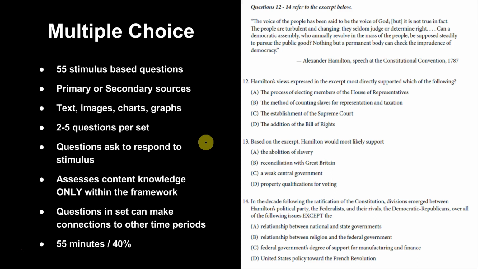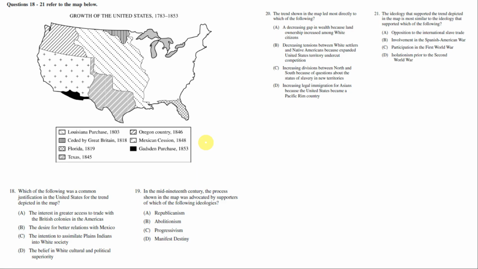Also take note that questions in the set can make connections to other time periods. That's a skill that had been assessed in writing in previous years of this course called synthesis. So you can see that there. Again, the multiple choice questions, 55 minutes, 40% of your overall score. Again, I think the multiple choice is very, very important.